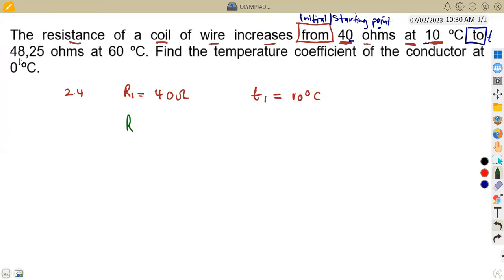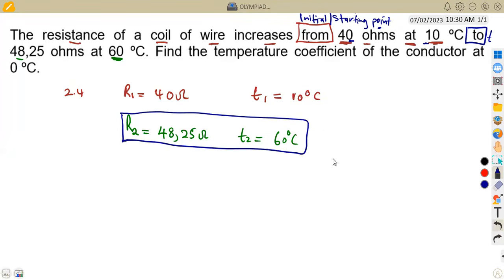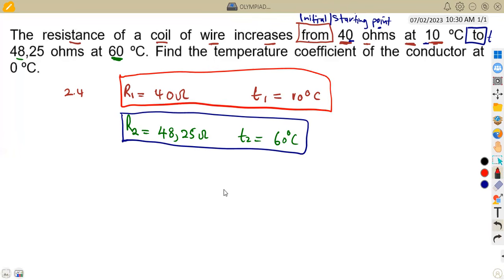So in this case, to, the resistance R2, which is 48,25 ohms at this temperature. So it corresponds to this temperature T2 of 60 degrees Celsius. So these two, they go hand in hand. Also, these two here, they go hand in hand. That is what we need to understand. All right. So the question is, find the temperature coefficient of the conductor at 0 degrees Celsius. So we need the temperature coefficient at 0 degrees Celsius.